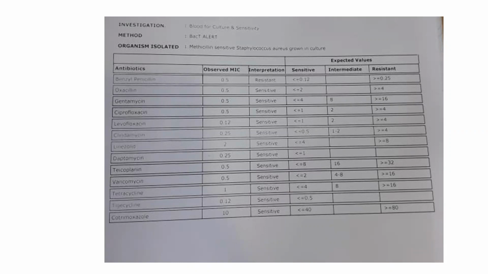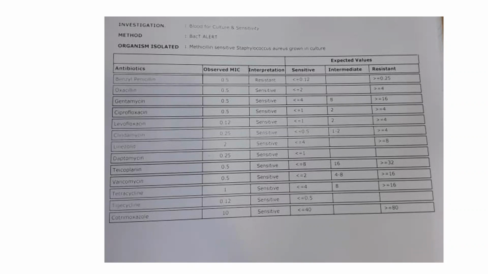You please finish. Yeah. So this is what we need to see in any culture report, be it whatever the organism or whatever the site. We can see there are two important columns that we need to focus on: what is the observed MIC and what is the sensitivity. What happens many times is that just the observed MIC is looked at. So let's say here in this report, benzyl penicillin has 0.5 MIC, and levofloxacin has 0.12 as the MIC.